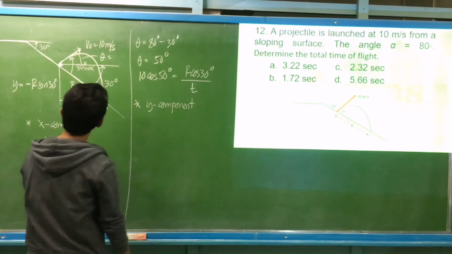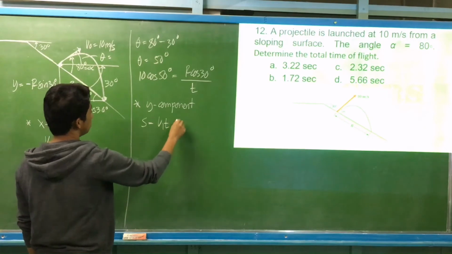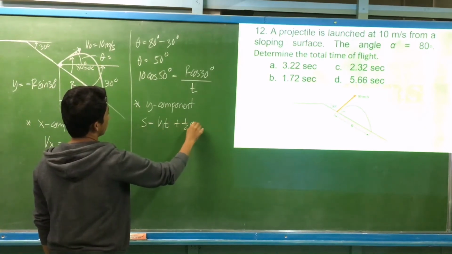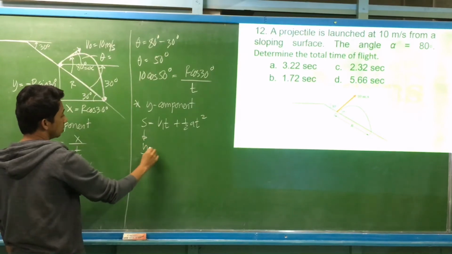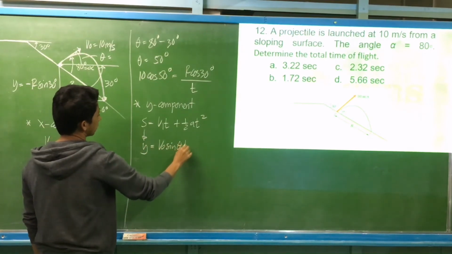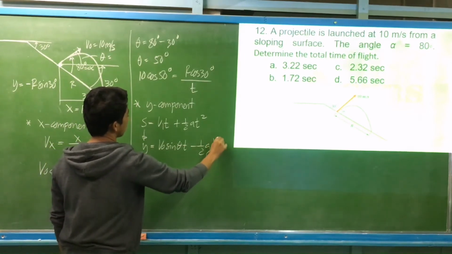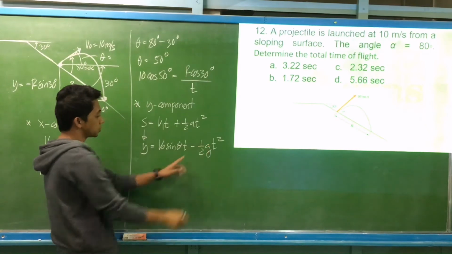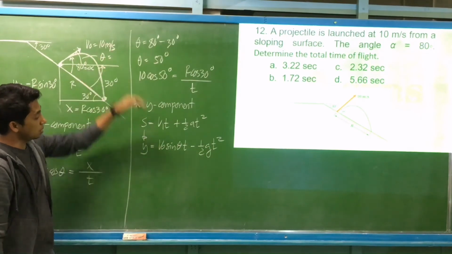Okay, for the y component, we are using this one, s equals initial velocity times time plus 1/2 a t squared. So if we are using y, we'll be using v0 sine of theta times time, minus 1/2 g times the time squared. So why is it minus again? Since the g will be negative, since the initial direction is upward.